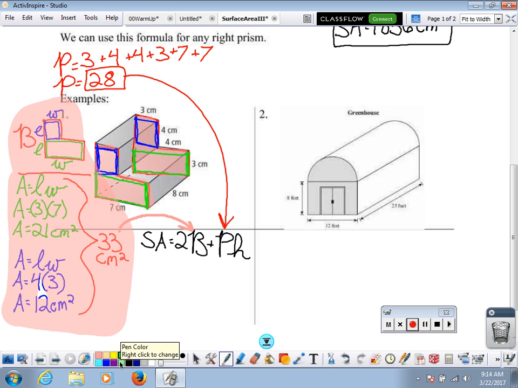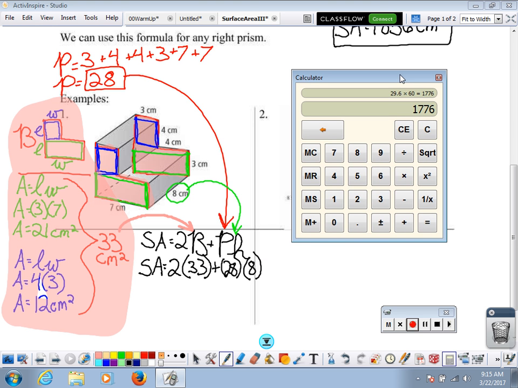The only thing left is I need the distance between those two L shapes. How far apart are those two L shapes? They are 8 centimeters apart. So let's take all of those pieces and let's sub them all in. So we'll have the surface area of this prism is equal to 2 times the area of the base, which we said is 33 square centimeters, plus the perimeter, which we found is 28 centimeters, times the distance between those bases, which we found was 8 centimeters. And we can go to a calculator if we need to.